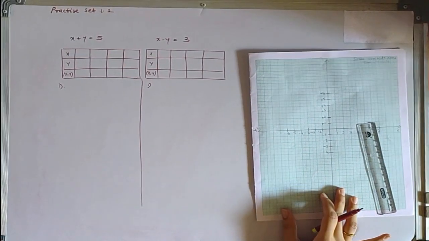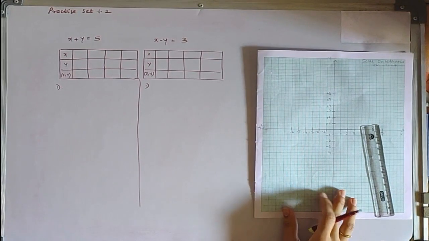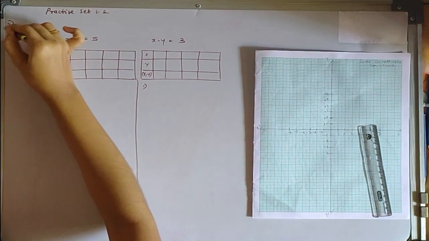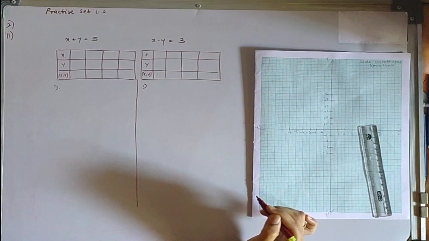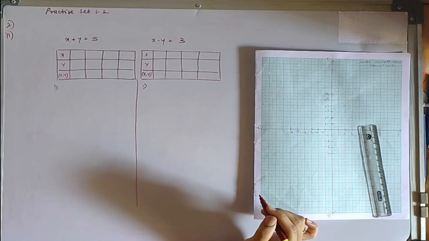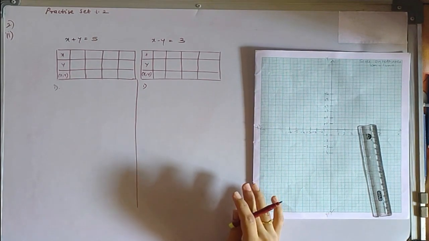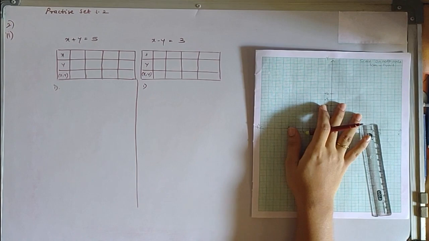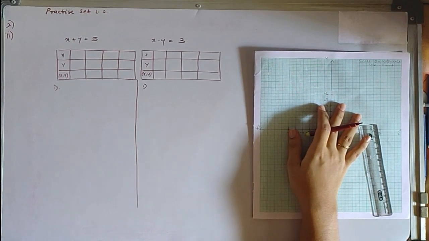So now let's move on to practice set 1.2, second part, second sum. So what is the sum? x plus y is equal to 5 and x minus y is equal to 3. So we need to solve them, plot the lines on the graph and find the solution for the same.